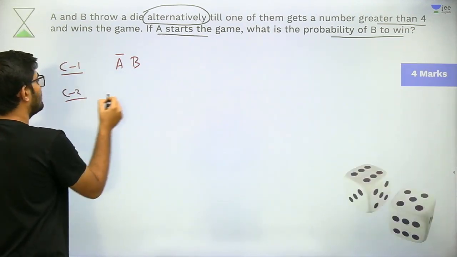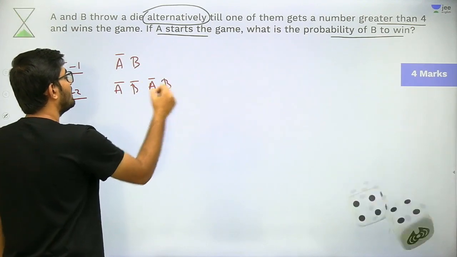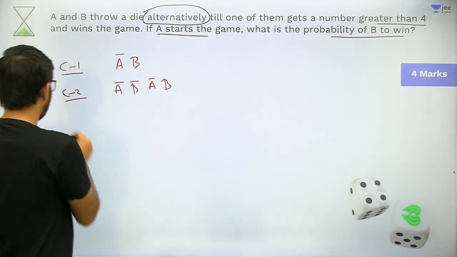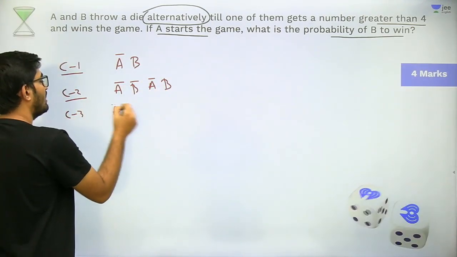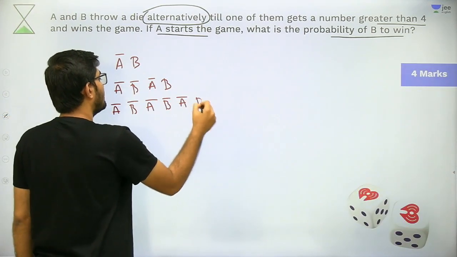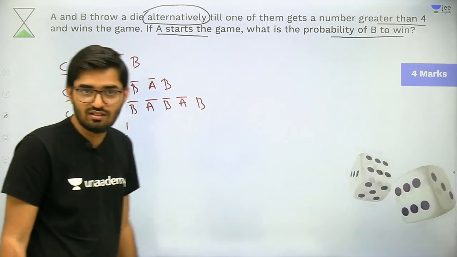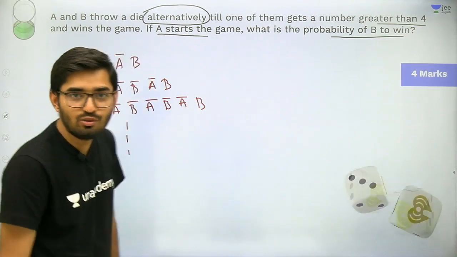The second case can be like this: A did not get, B also did not get, A did not get, then B got. This is the second case. The third case can be A bar, B bar, A bar, B bar, A bar, then again B, and so on. And this will continue till an infinite number of trials. Okay, an infinite number of values will be there.